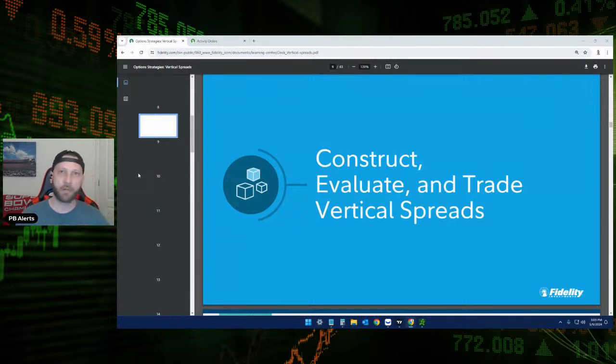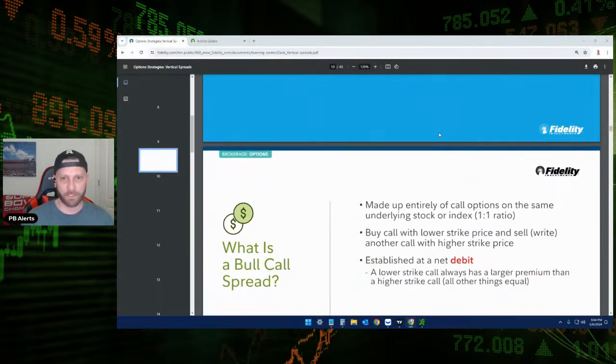And today we're going to be going over debit spreads. So, got a slideshow right here that we're going to go over, and it'll probably take about 20-30 minutes to go over everything. But at the end, you should have a really good understanding about debit spreads. Okay, so let's go ahead and jump right in.